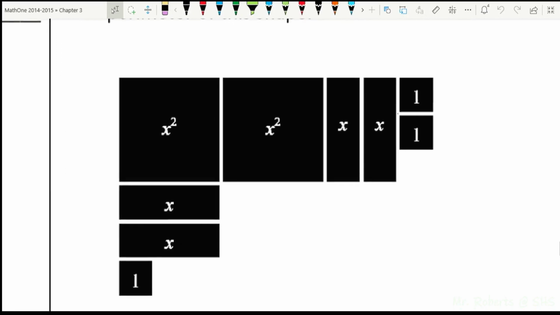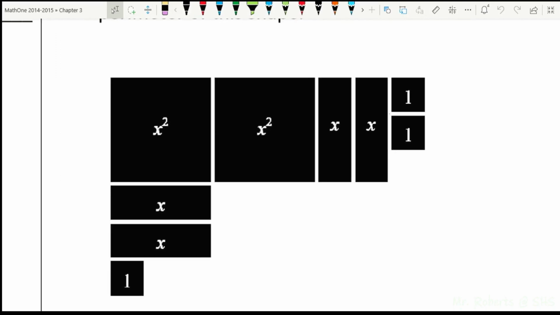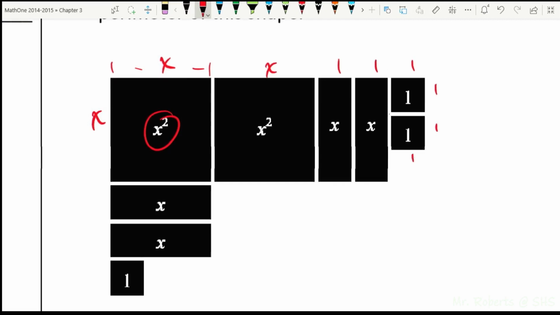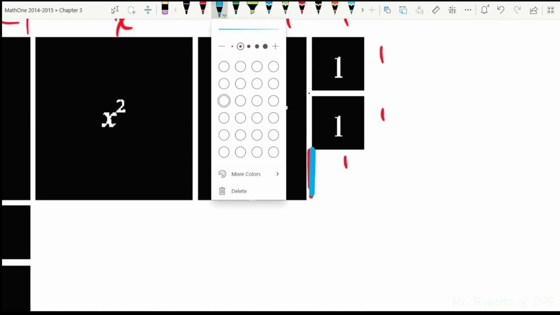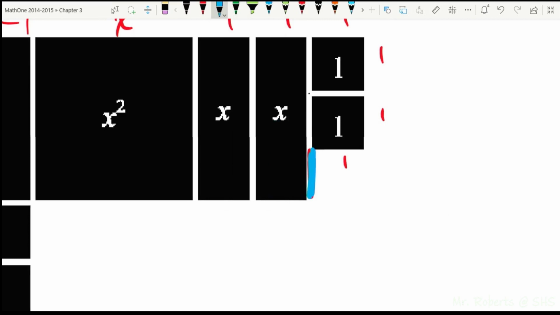So if we have an x squared tile, we understand its dimensions are x by x. It's x times x that gives me x squared. So these lengths from here to here are all x units long. So I've got an x. This is a 1, 1, 1, 1, 1, 1. This is special. Let me make this blue. This is not 1.